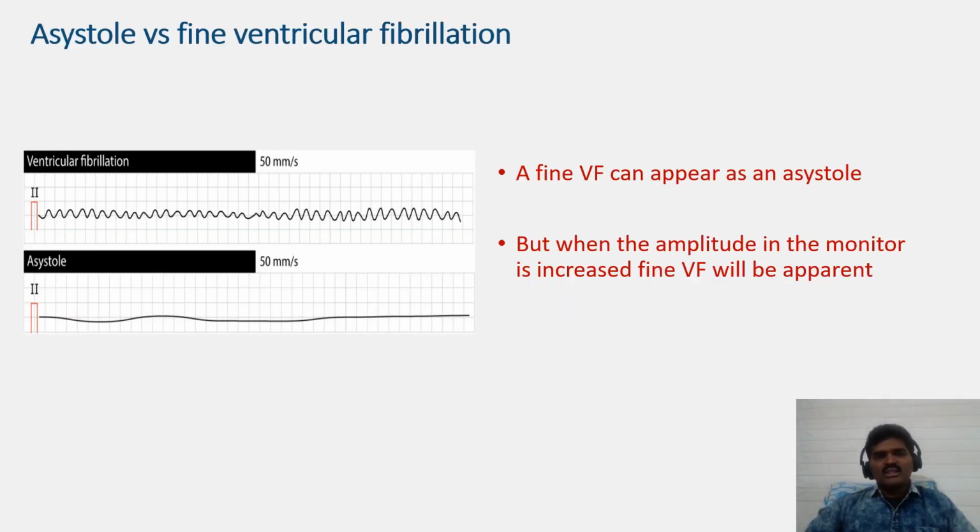So let's look at how a fine VF and an asystole look. In both these pictures, 50 mm per second is being used and lead 2 is being recorded. Look, this is a fine VF and then you have a flat line. A fine VF can appear like an asystole, but when the amplitude of the monitor is increased, fine VF will become apparent.